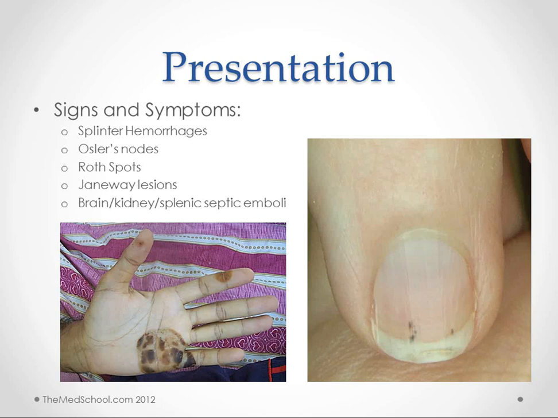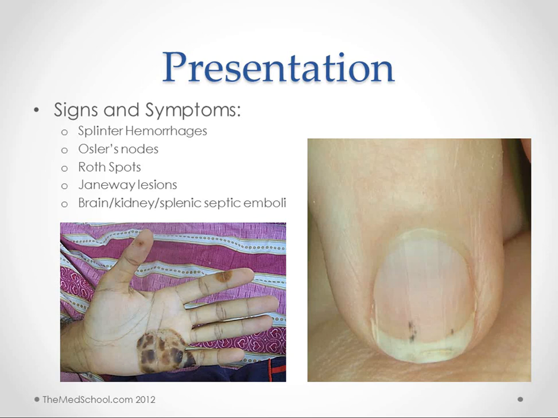Osler's nodes and Janeway lesions are similar, but as the name implies, Osler's nodes are raised and generally painful, whereas Janeway lesions are not. So this picture here is supposed to be of Osler's nodes, but I think you could make an argument that those might be Janeway lesions. Roth spots are just a similar phenomenon, except they happen on the retina. So you're doing an eye exam and you see some small hemorrhages on the retina.